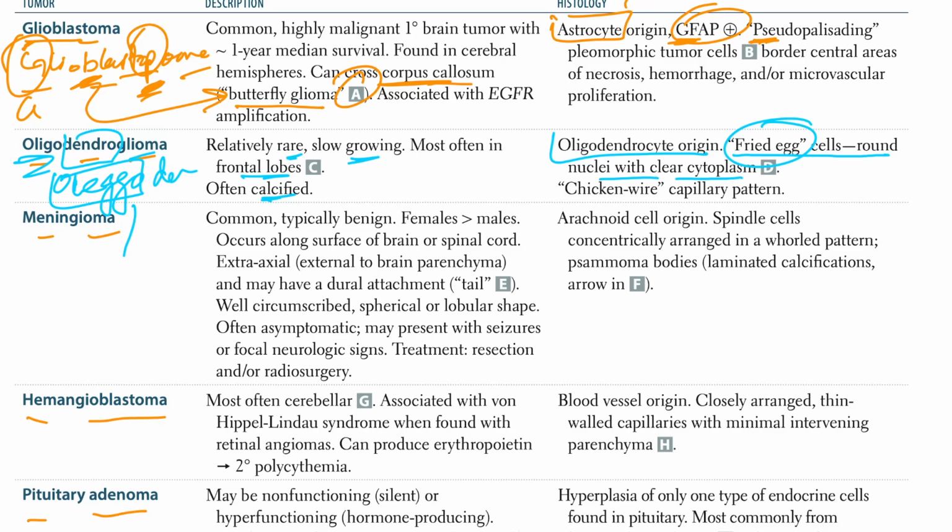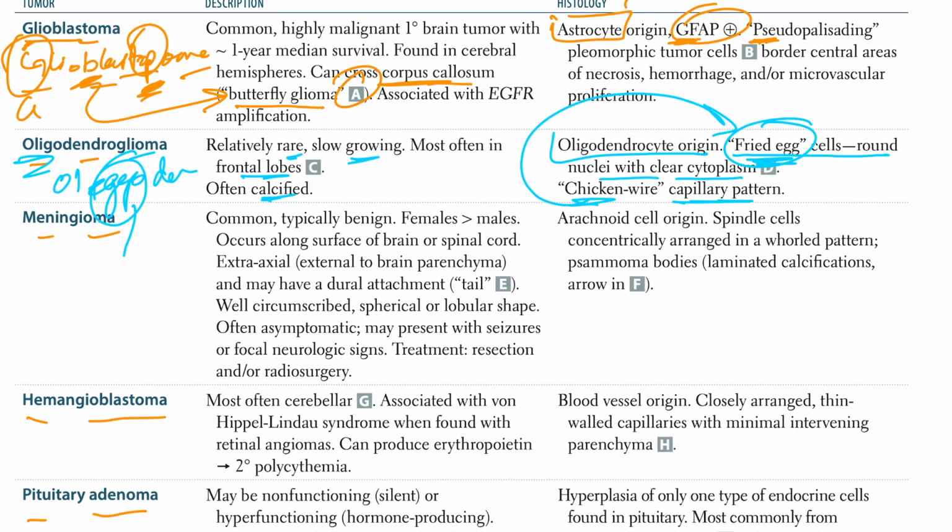And where does egg come from? The eggs that we eat are coming from chicken, right? So you will associate a fried egg appearance with a chicken wire capillary pattern. So chicken, egg, if you see something like this, you're going to call it oligo. Egg is the main thing here. Oligo. And that's going to be it for oligodendrogliomas.